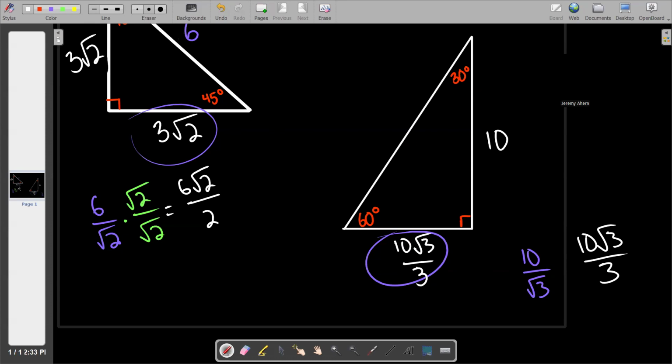If that short leg is 10 root 3 over 3, then what's the hypotenuse? Just multiply it by 2. So it's 20 root 3 over 3. The point of this last 10 minutes is to show us that we can do anything with a special right triangle. If you give any one of us any one side, we have the skill set to be able to find any of the other 2 sides, provided that we're working within the confines of these two special types of triangles.